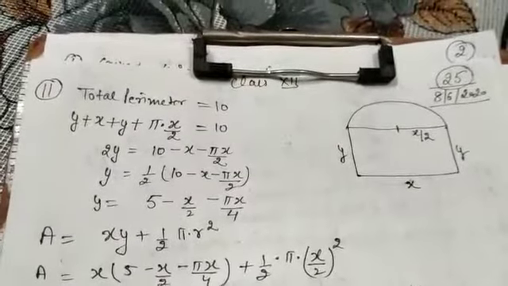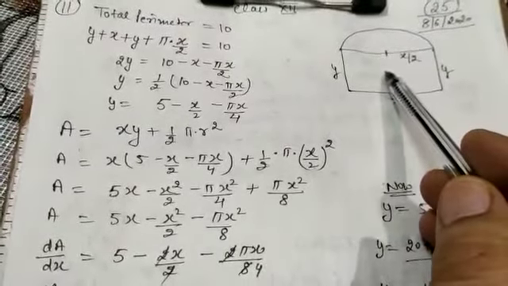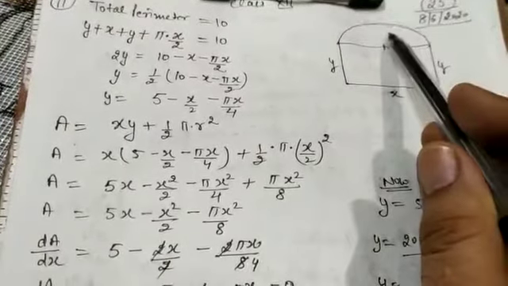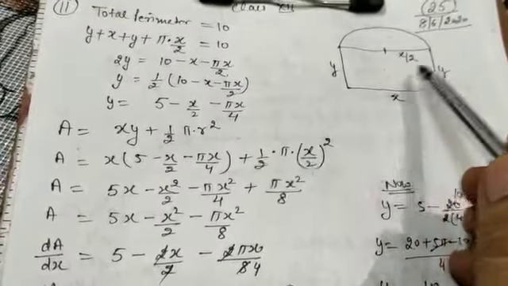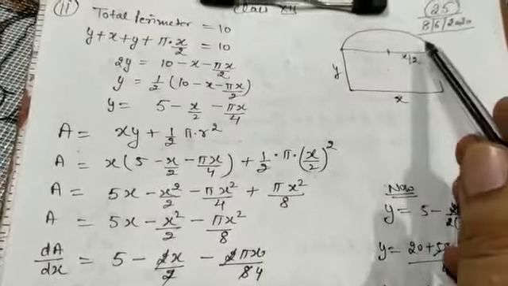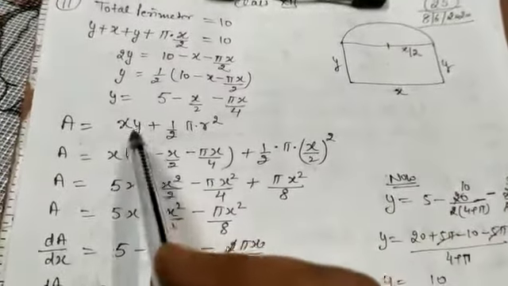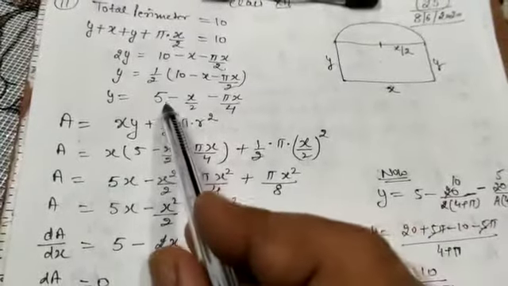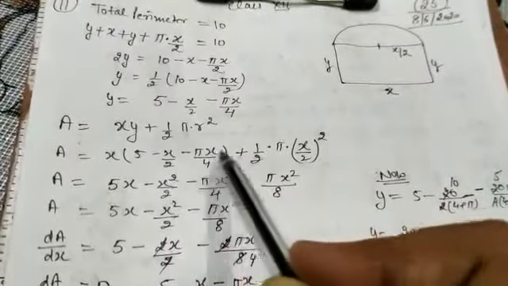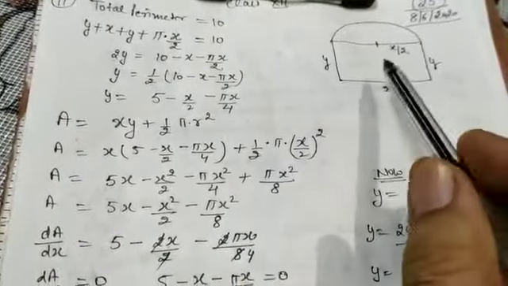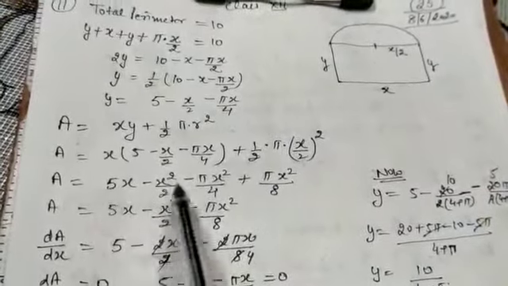Now the area of this window. The first part is in the form of a rectangle, the second part is in the form of a semicircle. So the area of the rectangle is length into breadth, x into y. The area of a semicircle is half pi r square. Now x into y, where y is equal to 5 minus x by 2 minus pi x by 4, plus half pi r square, that is x by 2 square. Now you will get the equation in the form of x.